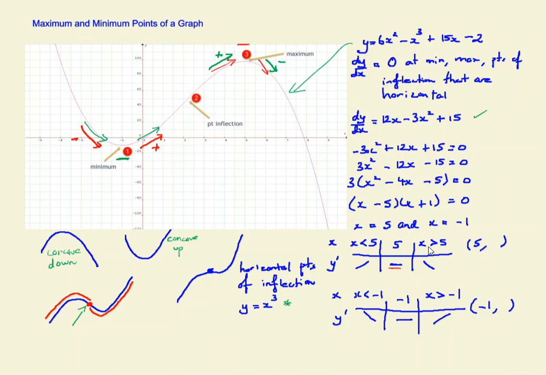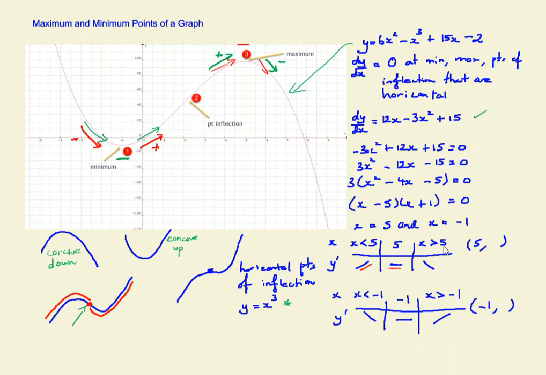Let's put a value such as 4, which is close to 5 but less, into our first derivative. So we go 12 times 4 is 48, 4 squared is 16, negative 3 times 16 is negative 48, so positive 48, take away 48 is 0, plus 15, now that's positive. So I'm drawing an upward sloping line there.